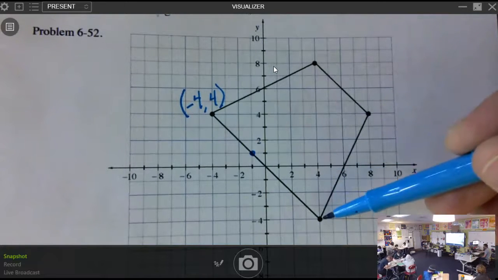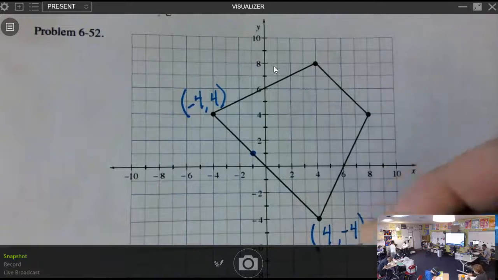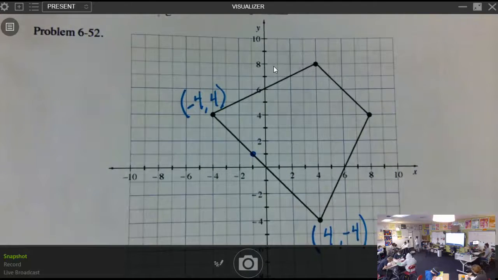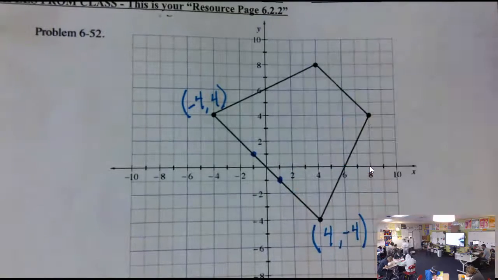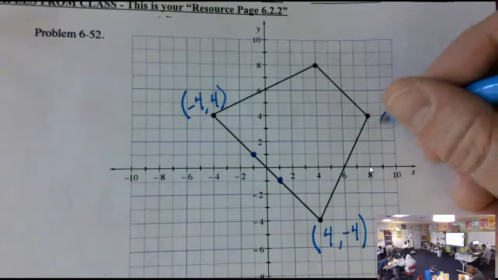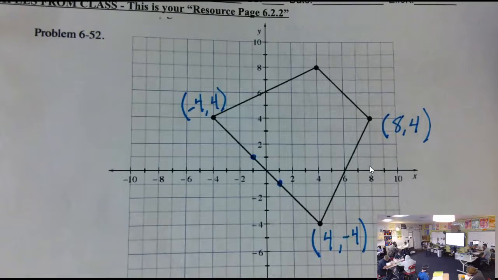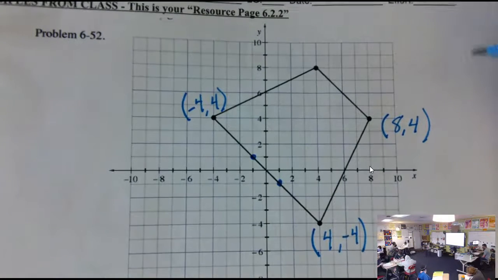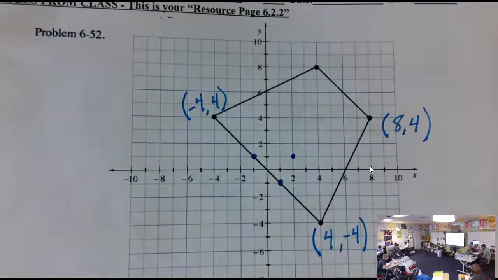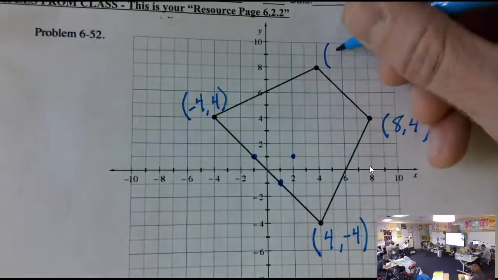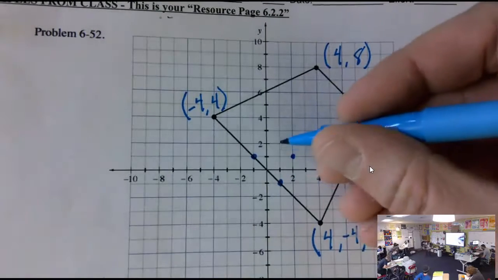Positive 4, negative 4. Guys, you might want to write these on here if you're one of those people who has been accidentally switching around X and Y. I think I've talked to most of you based off your homeworks. That then would become positive 1, negative 1. Your 8, 4 would become 2, 1. And your 4, 8 would become 1, 2.